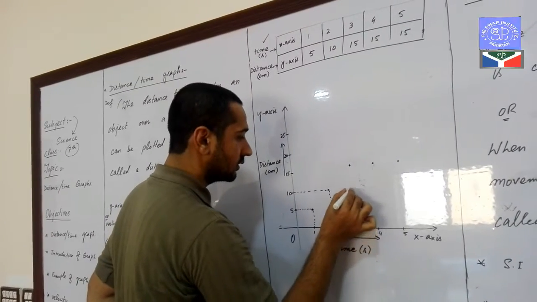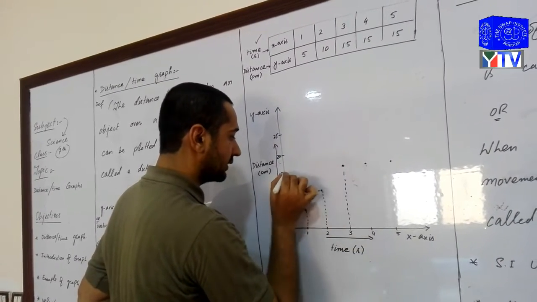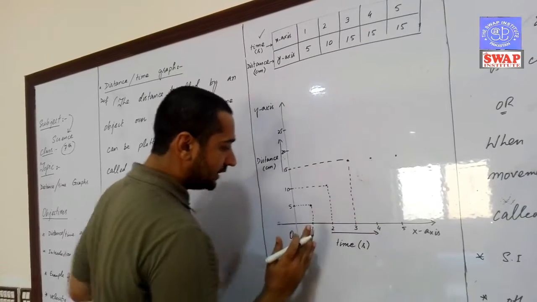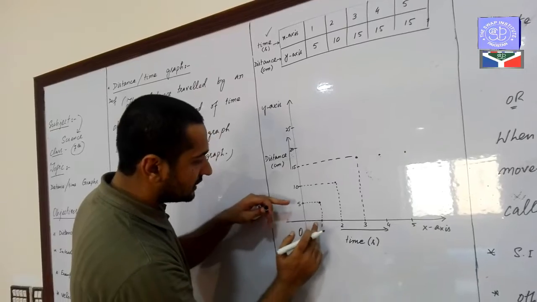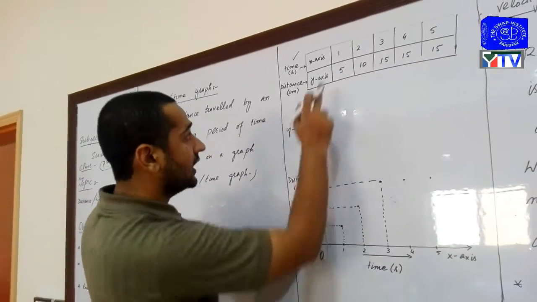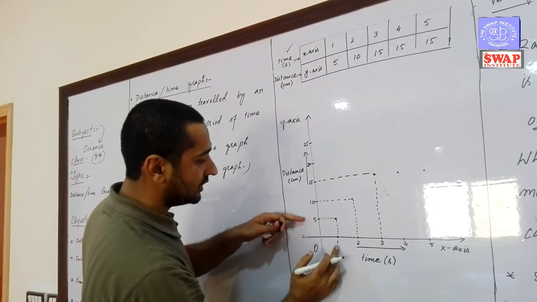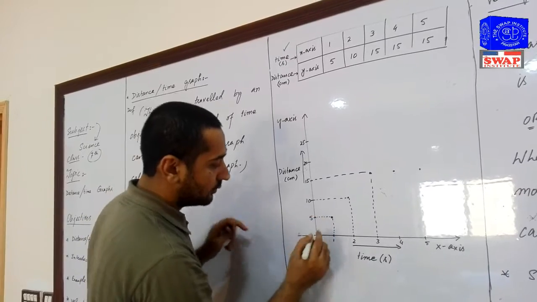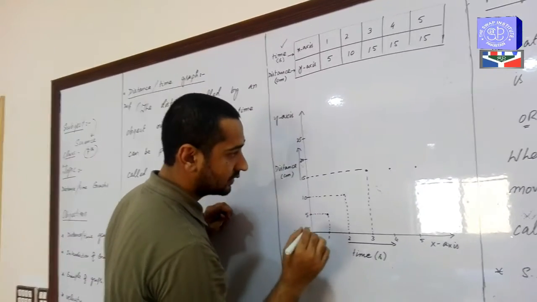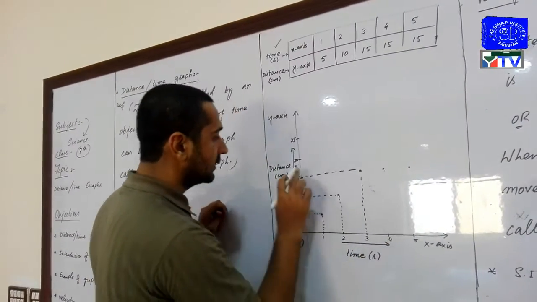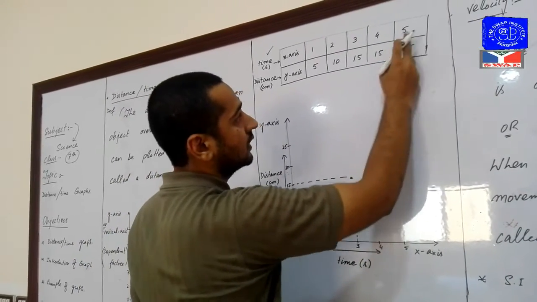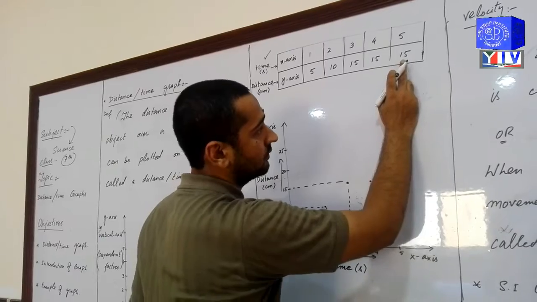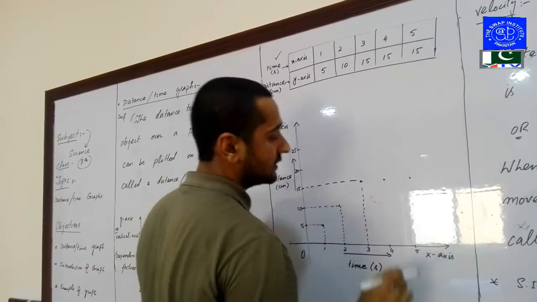So this point. Basically these points we will get by the intersecting of these values in the table. By intersecting these values we will get some points. So on the 4th second, again the distance is 15. On the 5th second, again the distance is 15 centimeters.